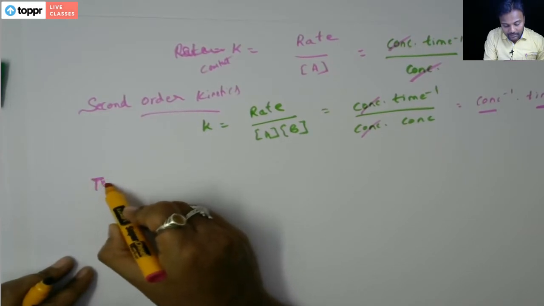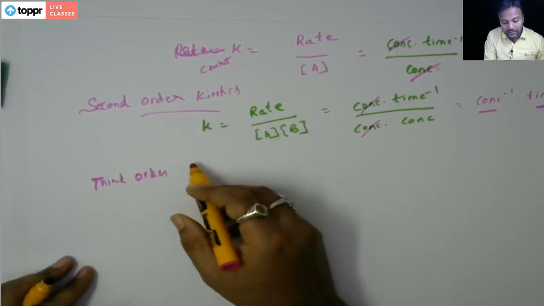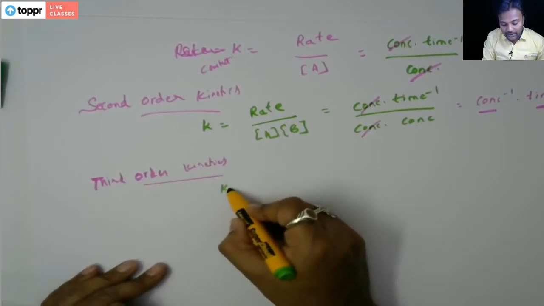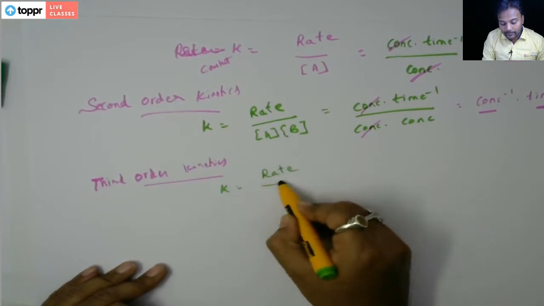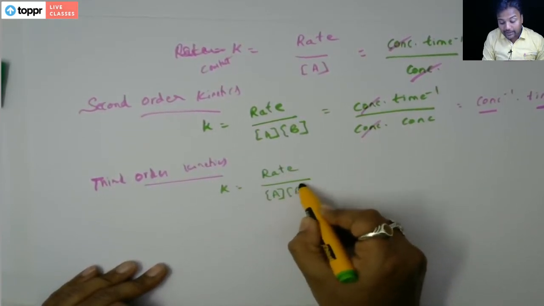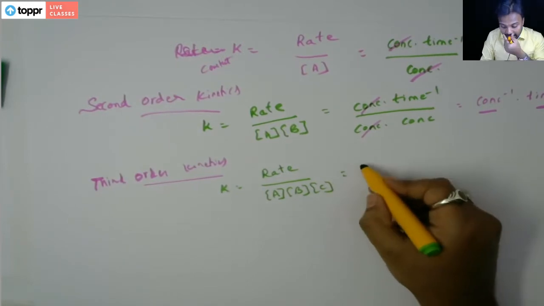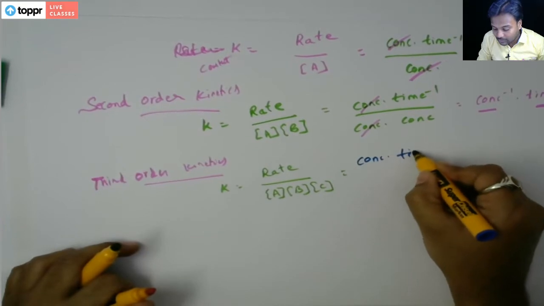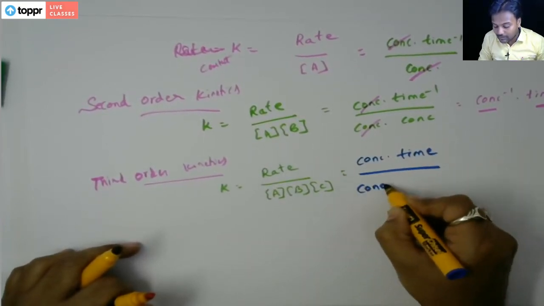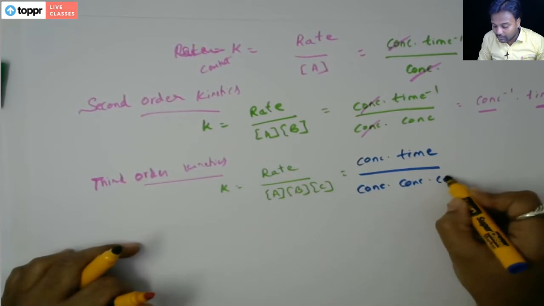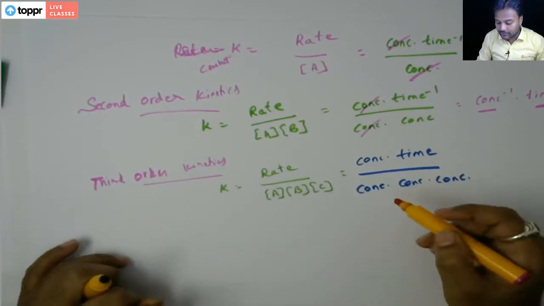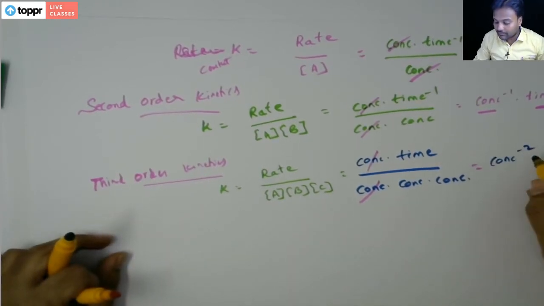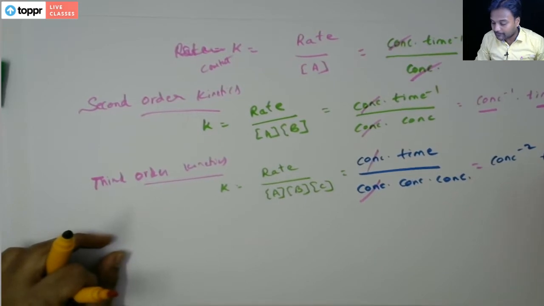The same way you can proceed further, like for third order kinetics, where we can say K equals the rate of a reaction by the concentration of three reactants. I can say here it will be concentration into time upon concentration of A, concentration of B and concentration of C. Upon elimination there is concentration to the power -2 and time -1.